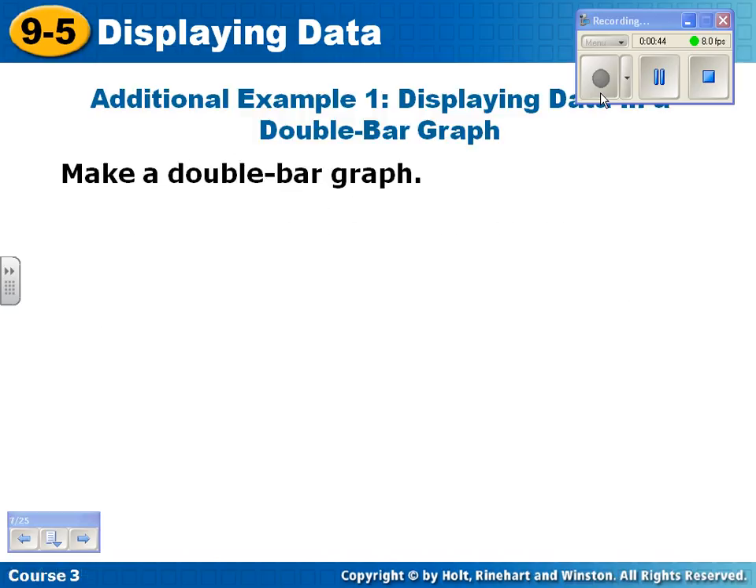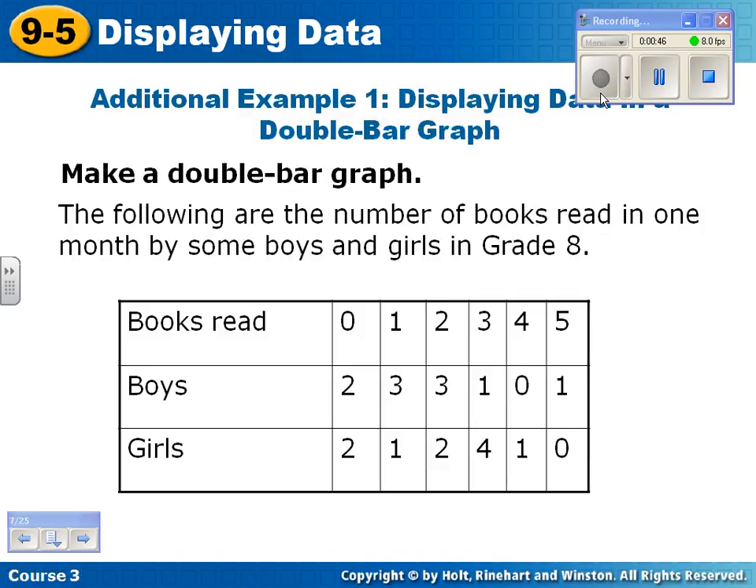It says the following are the number of books read in 1 month by some boys and girls in 8th grade. So we've got this table here that shows books read in this row right here. For 0 books, we've got 2 boys and 2 girls read 0 books. For 1 book, well, that happened 3 times for the boys and 1 for the girls. For 2 books, 3 for the boys, 2 for the girls. All right, so that's our frequency table.